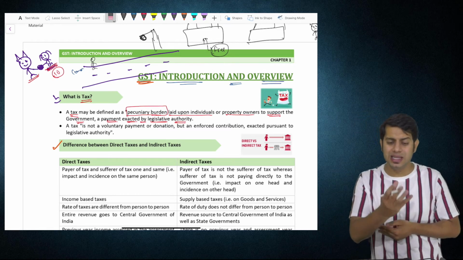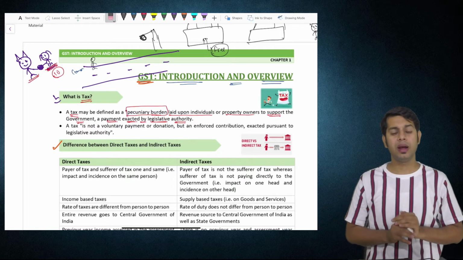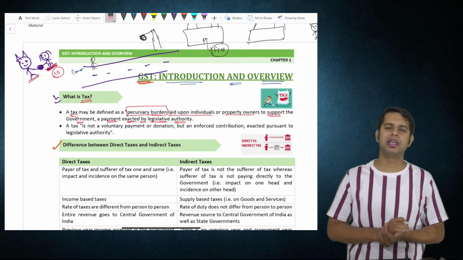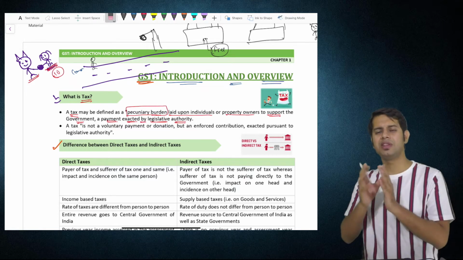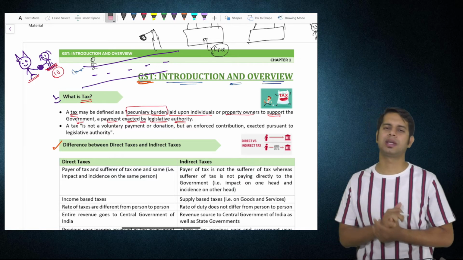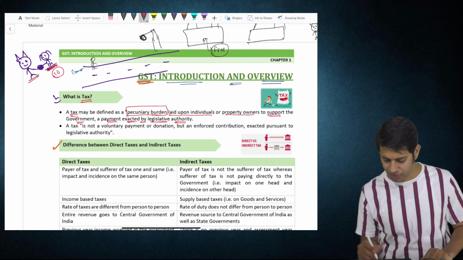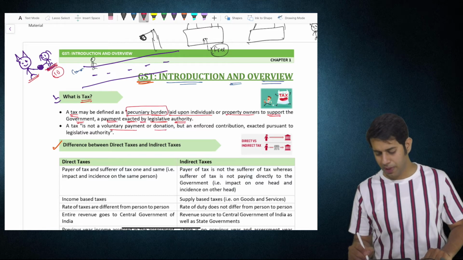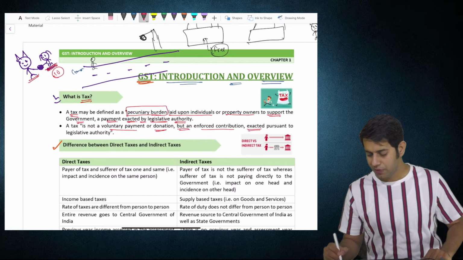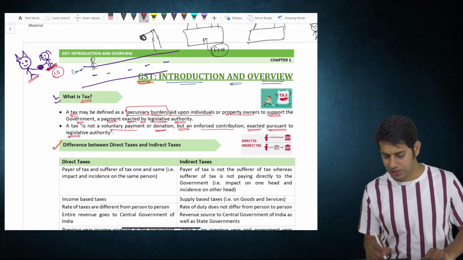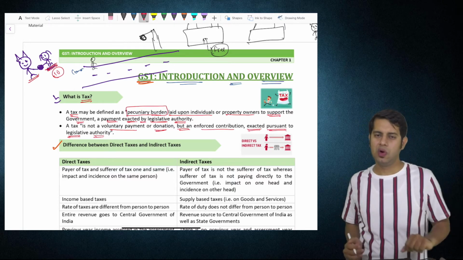Then what is tax? Tax is a compulsory extraction. It is an enforced contribution. There is a law made by the government, and as per that law, the government is asking you to pay some money. That money which the government is collecting from you is called tax. So tax is not a voluntary payment or donation, but it is an enforced contribution exacted pursuant to legislative authority. There is a legislative authority which is governing and collecting this amount from us.